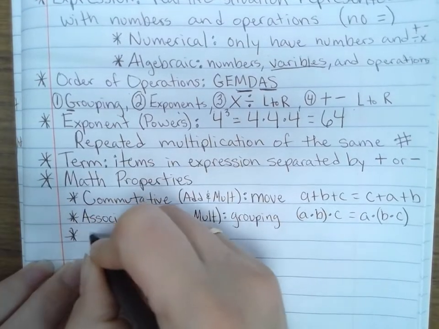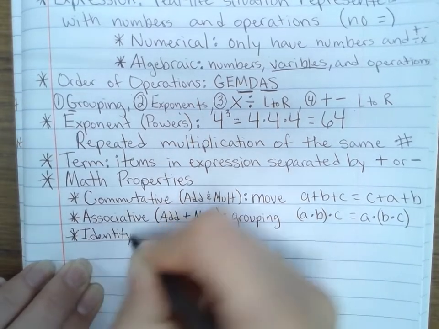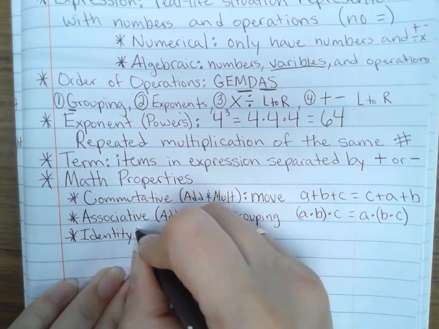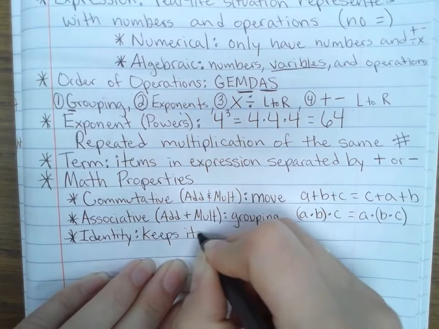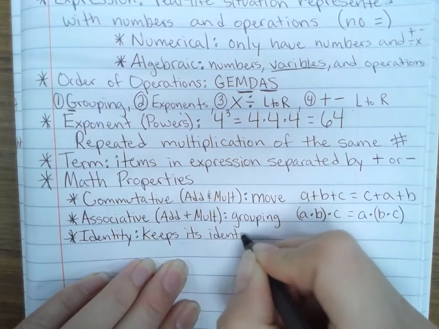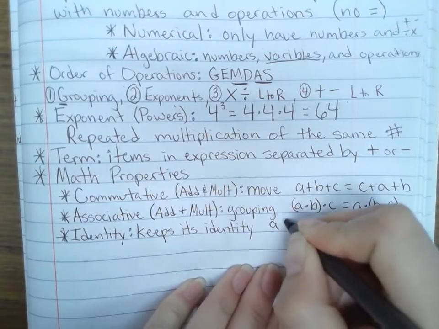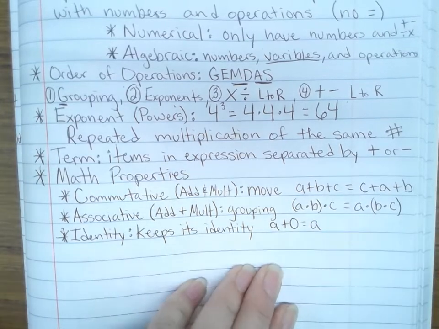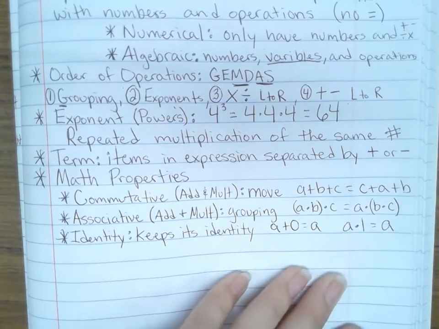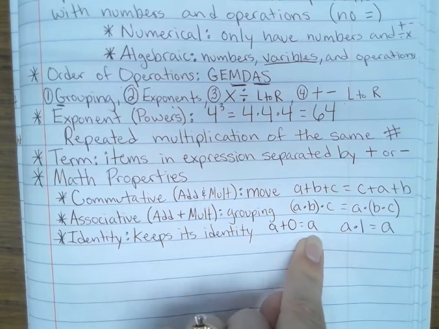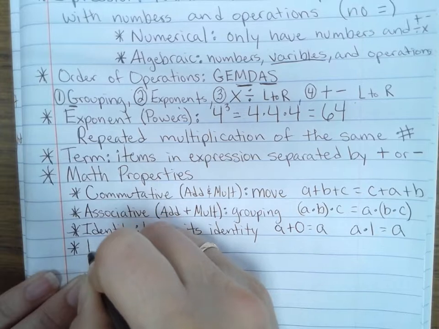Okay, the third one we talked about was identity. The identity properties means it keeps its identity. We talked about a couple ways that could happen, like a plus 0 is still going to be a, or a times 1 is still going to be a. So after doing something to it, it still stayed the same. And the fourth one we had was distributive property.